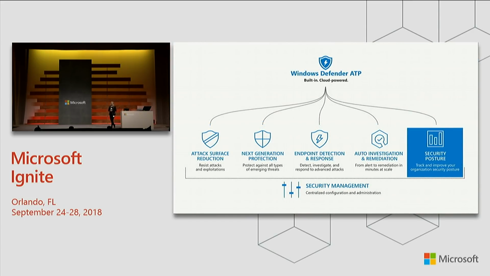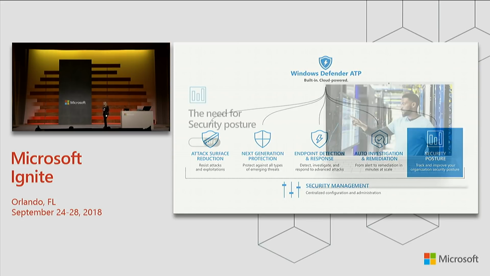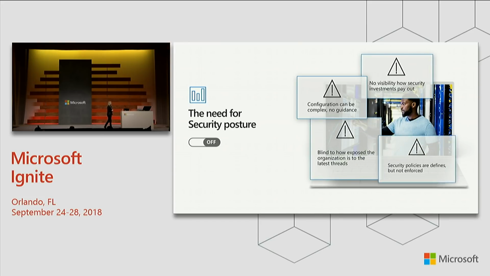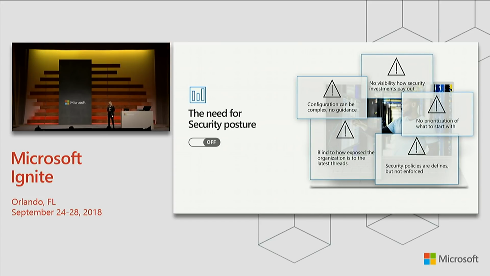Let's talk about security posture. So why is it needed? Chris showed already a nice UI of how you can configure attack surface reduction. It's still complicated, I think, and there's not enough guidance yet to really configure all the individual controls that are available that make your security, or your operating system, more secure. Sometimes you don't even know that they exist.